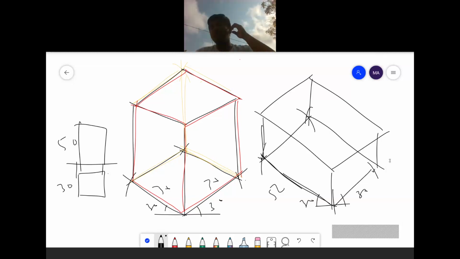Okay, can we move to the next topic? Next problem. Ma, draw it using your drawing instruments. Draw fast.